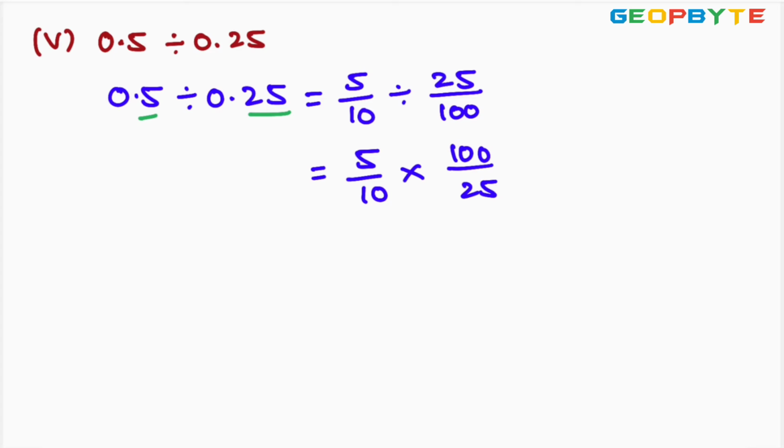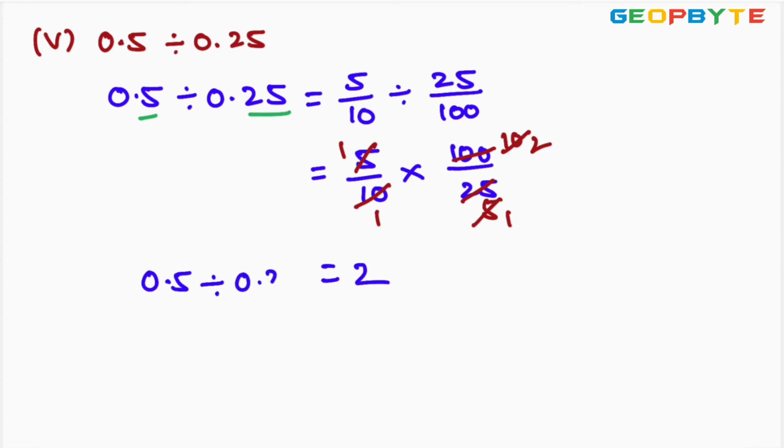So here 10 ones are 10 and 10 tens are 100, and 5 ones are 5, 5 fives are 25, and then 5 ones are 5, 5 twos are 10, which is equal to 2. So the result of 0.5 divided by 0.25 is 2. Next, sixth one.